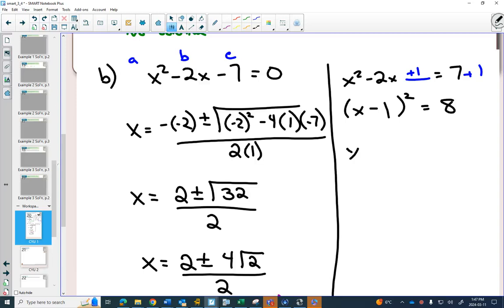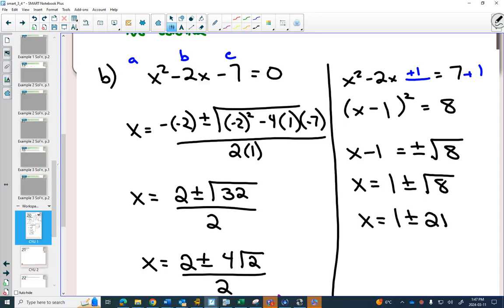Square root both sides. Don't forget the plus or minus. Move the 1 over. And I get 1 plus or minus the square root of 8. Is this in simplest form? No. But I can change 8 to 2 root 2.